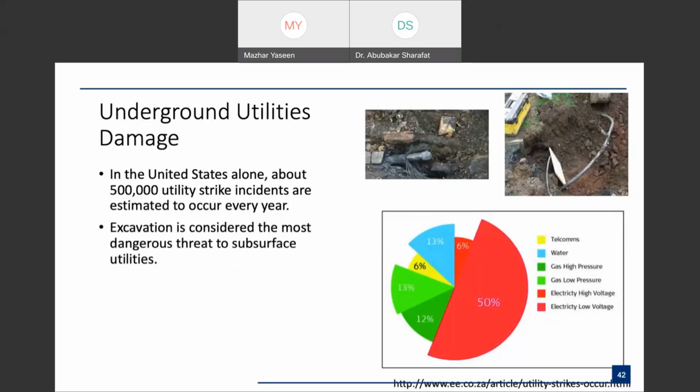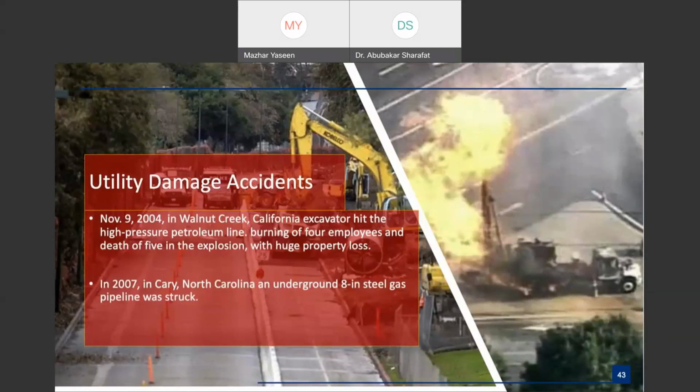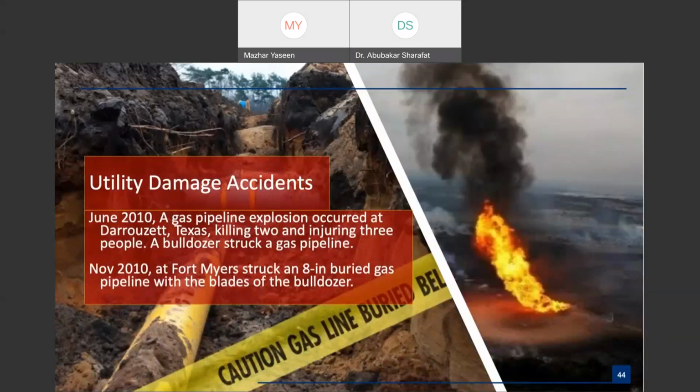Let's take an example. Underground utility strikes are a big trouble all over the world, and there are around 50,000 utility strikes every year in the United States alone, because they have a lot of underground utilities. There are a lot of big projects which have had big utility damage accidents. This was one in North Carolina, in which an 8-inch steel gas pipeline was struck and caught fire. And in November 2010, there was also a very big explosion, killing at least 2 or 3 people, when a bulldozer struck a gas pipeline.